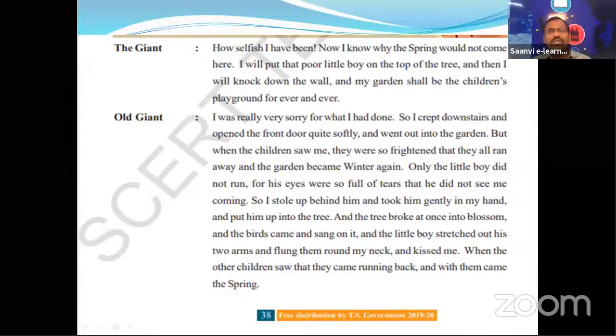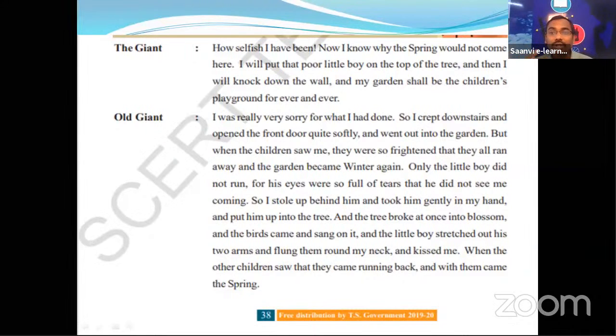The old giant was really very sorry for what he had done. Actually, what he had done was drive the children away from the garden.